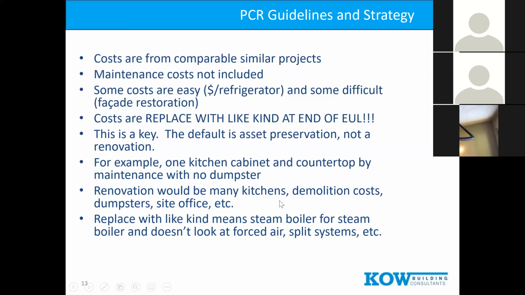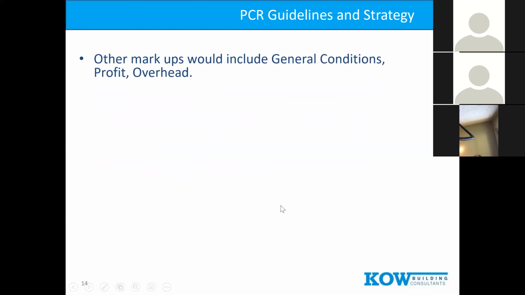So when we replace with like kind, like the cabinet or the boiler, we don't look at saying, hey, we need to reconfigure this. Some other markups that don't belong in a PCR by default are general conditions, profit or overhead. Now, let me address the by default. We don't by default include those things. We do asset preservation. However, what if someone says, I'd like to do all the kitchens, even though I don't have to?